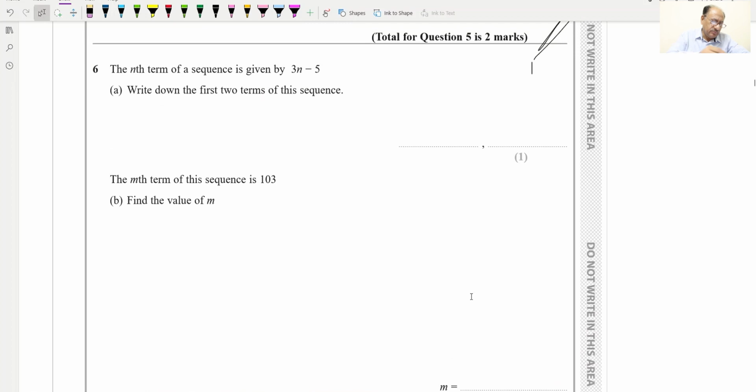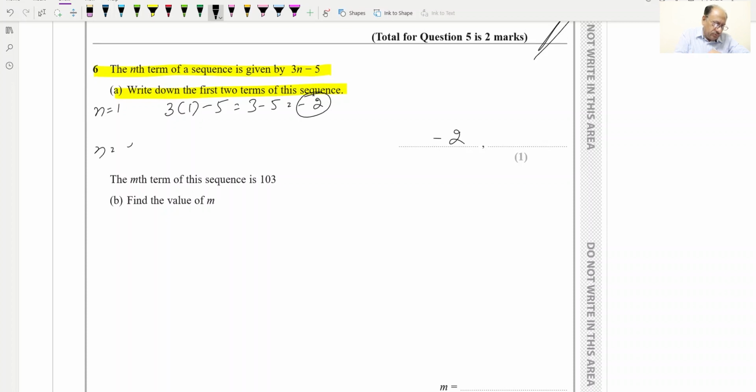Now this is question number 6. They are saying the nth term of the sequence is given, write down the first two terms. Just replace n is equal to 1. So for n is equal to 1, what will we get? We will get 3 into 1 minus 5, and this will be equal to 3 minus 5, which is equal to minus 2. So the first term will be minus 2.